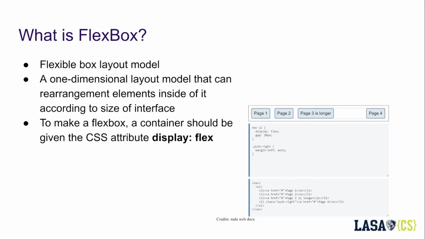What is a flexbox? A flexbox is a one-dimensional layout model that can rearrange elements inside of it according to the size of the interface. As you can see on the bottom right, the top part is the flexbox, and page 1, page 2, or the 4 boxes inside of this rectangle are the elements inside of the flexbox. You can see that there's a spacing between page 3 and page 4. That is possible to do with a flexbox. To create a flexbox, you would use the CSS attribute display: flex.